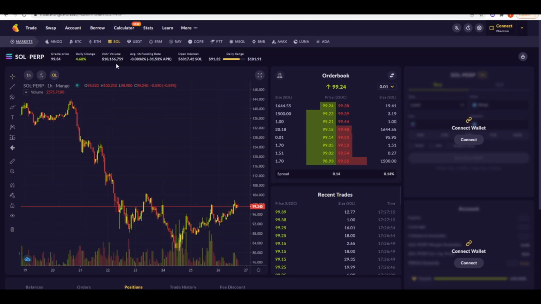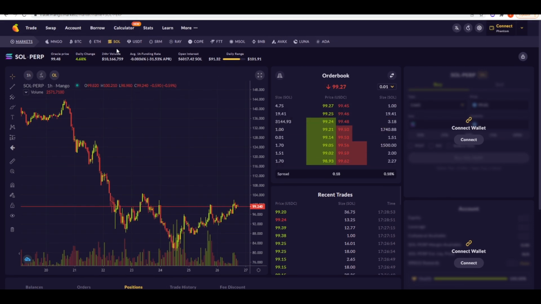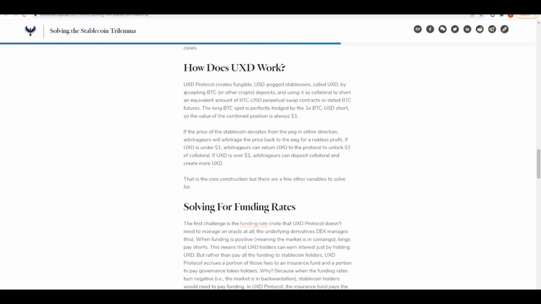So how it works, if we take a look at Mango Markets here, they're built on top of Mango Markets. Any SOL that they collect from users, they deposit into Mango Markets, and then they short sell an equivalent amount of SOL perpetual futures against it. You can see here that the funding rate currently is negative. What that means is that people who are shorting the Solana perpetual futures are currently having to pay out 31.08% APR to people who are long Solana perpetual futures. But UXD protocol solves for this, and we'll talk about how.